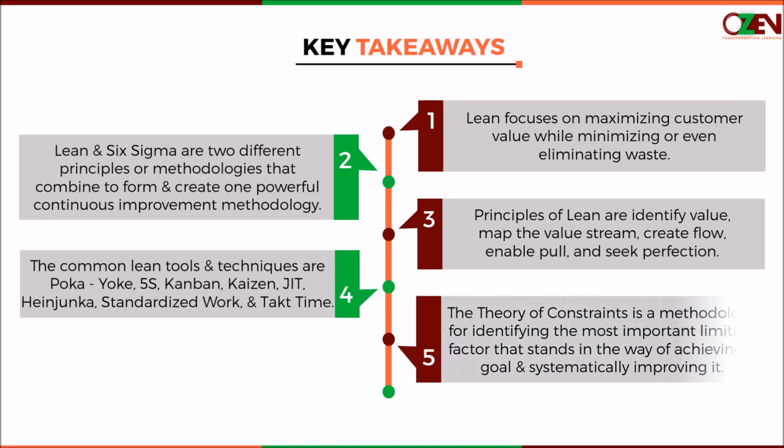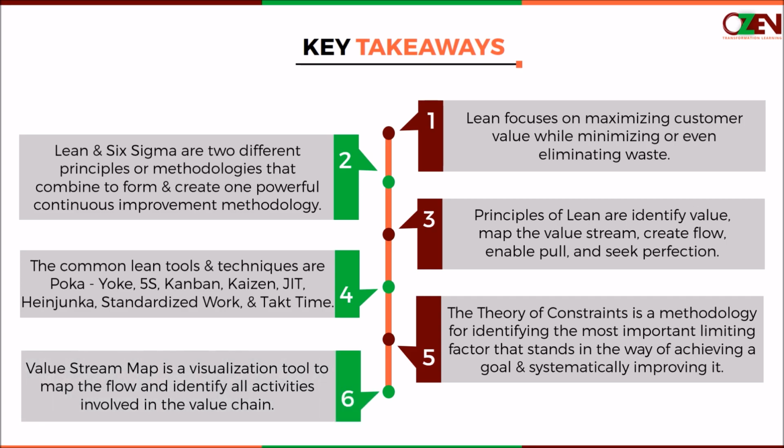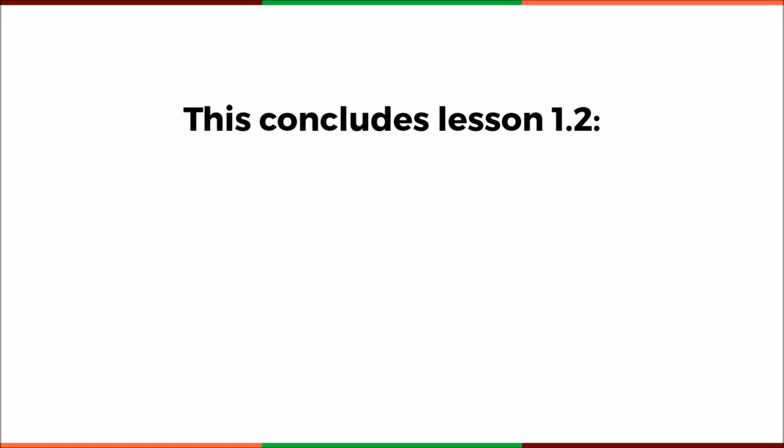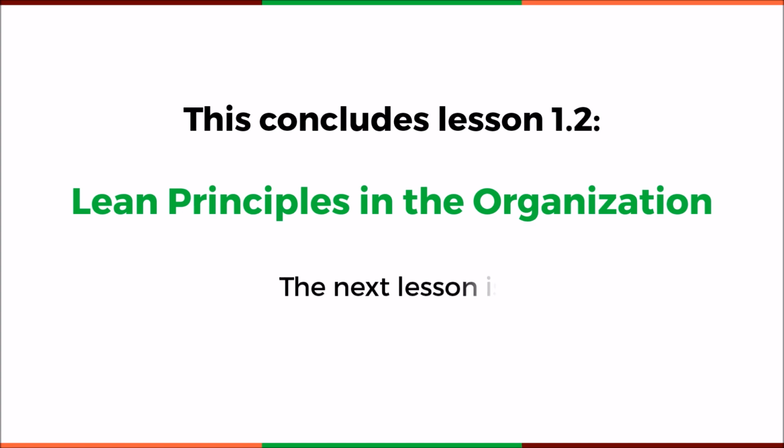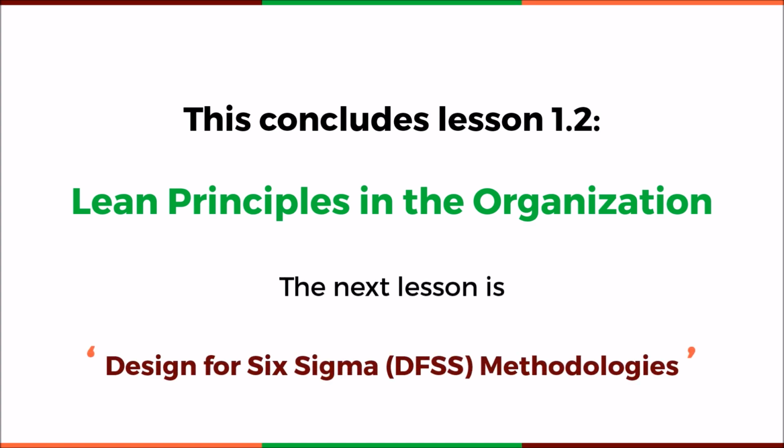The theory of constraints is a methodology for identifying the most important limiting factor that stands in the way of achieving a goal and systematically improving it. Value stream map is a visualization tool to map the flow and identify all activities involved in the value chain. This concludes Lean principles in the organization. The next lesson is Design for Six Sigma, DFSS methodologies.